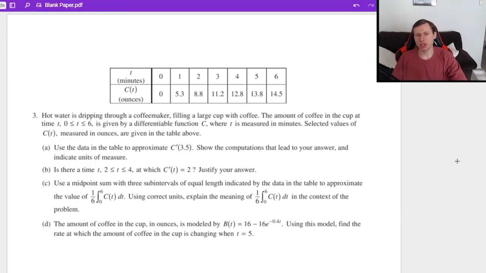And then the second question I have for us today, this is question 3 from the 2013 free response. As you can tell, it's got the table. We're probably going to do something very similar to the last one. So let's go ahead and try it.